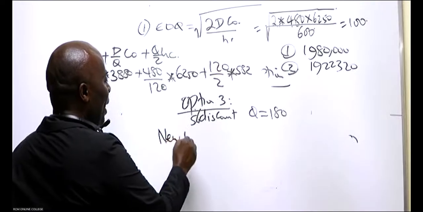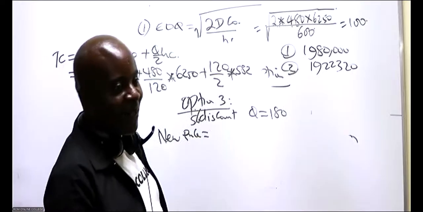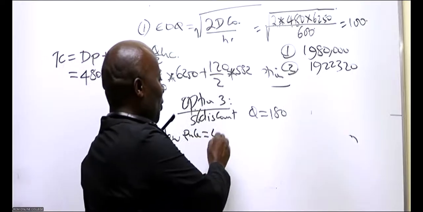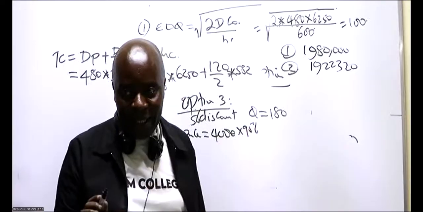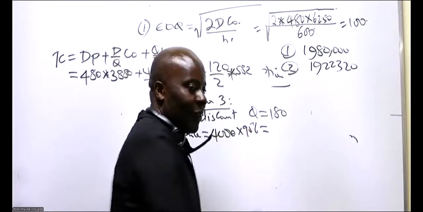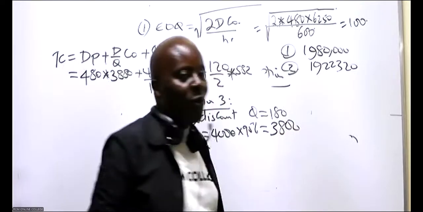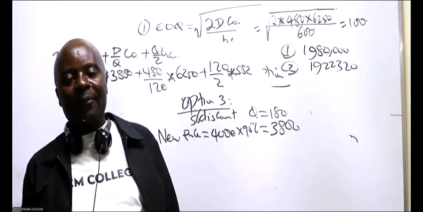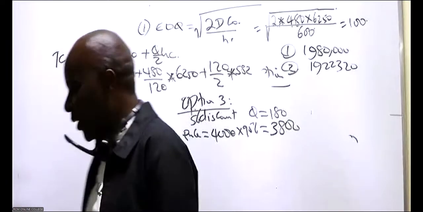So the new price: I will take the old price, which was 4,000, but now knock away the 5%, so 95%, isn't it? Which then will end up giving us 3,800. You guys are very bright. Having gotten this, what will be the next parameter to calculate? The holding cost will change because this has changed.